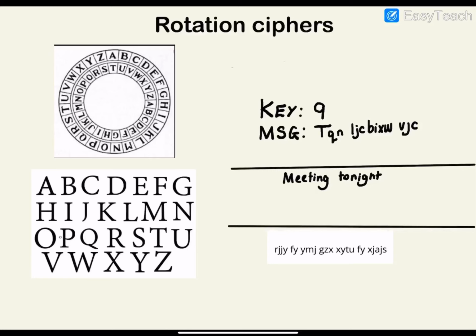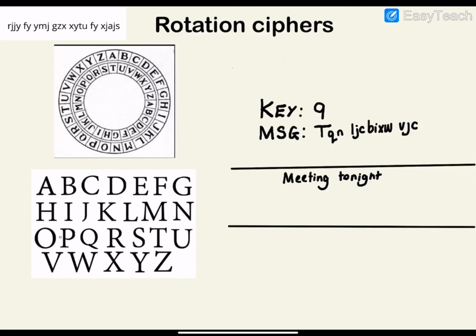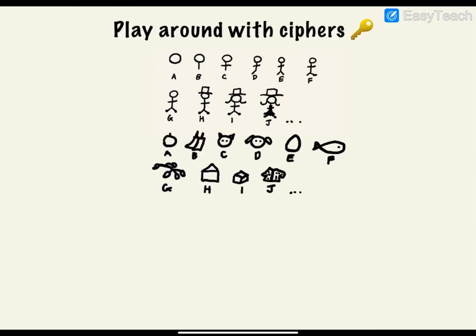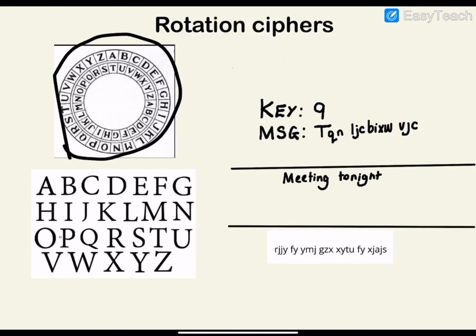Now we'll look at rotation ciphers. Here I got 2 images, one of a rotation cipher, the other of an alphabet. But why are we looking at alphabets? I thought we were looking at... I'm getting a bit messed up.